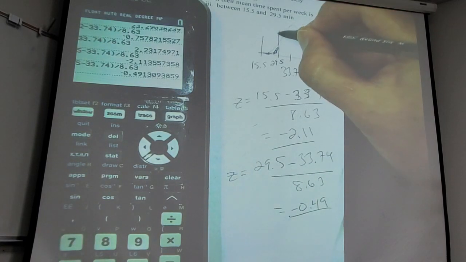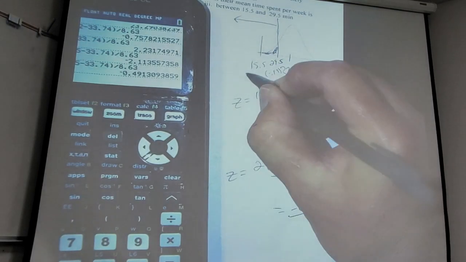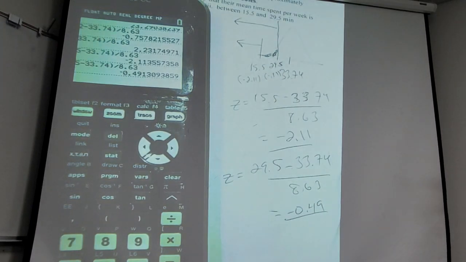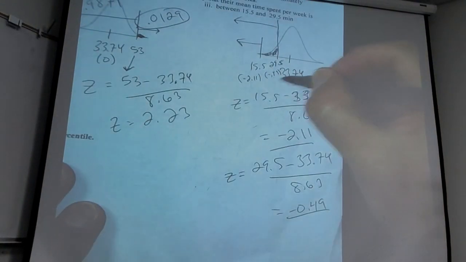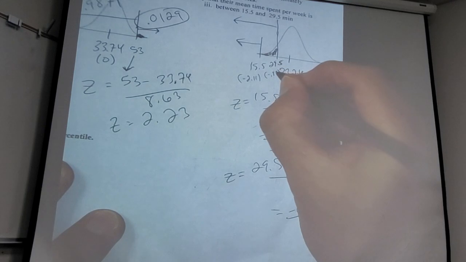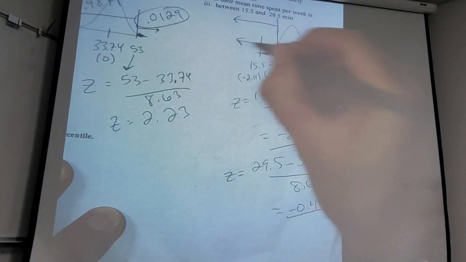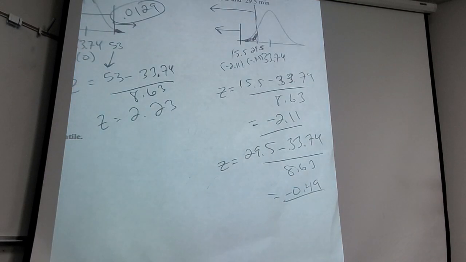So now I have to figure out, if I look up negative 0.49, I look up negative 2.11, I have to subtract those areas to get the area in the middle. It makes physical sense, which is neat. If I look at negative 0.49, I'll get the area that's too much. And if I chop off this much area, so I look up negative 2.11, I get the area that's between the two. That makes a lot of physical sense.